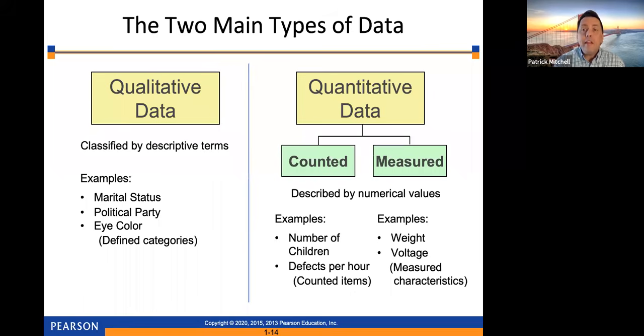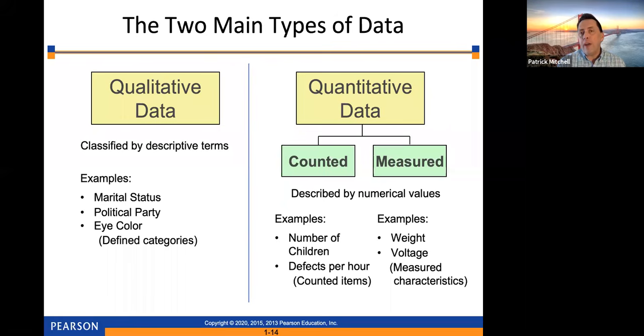All right, this is really important. We're going to be coming back to this quite a bit. Two main types of data. There is qualitative data, also sometimes known as categorical data. Qualitative data is classified by descriptive terms. For example, marital status, political party, or eye color.